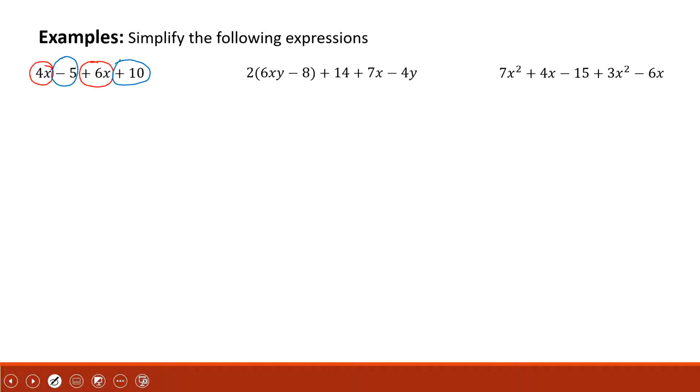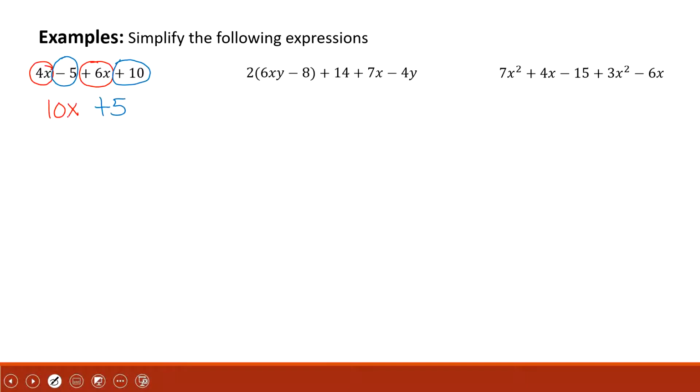So when I look at it, I get minus 5 plus 10, that's going to become plus 5, because it's really 10 minus 5. When we look at it, we combine our x's, we have 4x plus 6x, so we add the 4 and the 6, that's 10x. So we've simplified that expression down now to 10x plus 5.